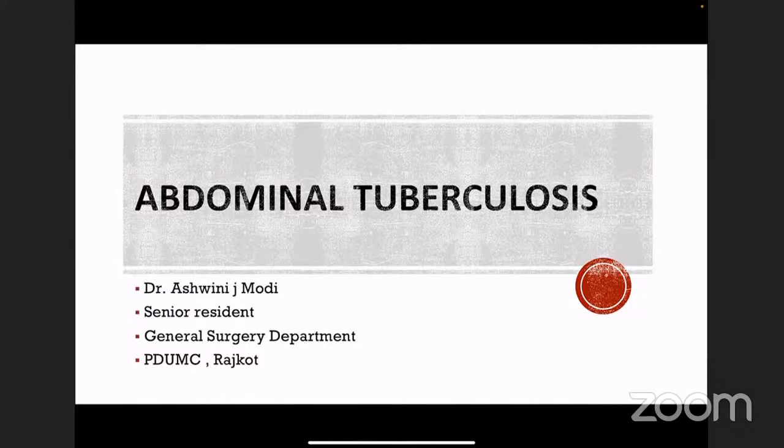But there are patients who have tuberculosis other than pulmonary, and that is why we have to discuss one of them, abdominal tuberculosis. Being a surgical person, or even an MBBS student, you should not think only about pulmonary tuberculosis. So that is why I am taking this topic today.